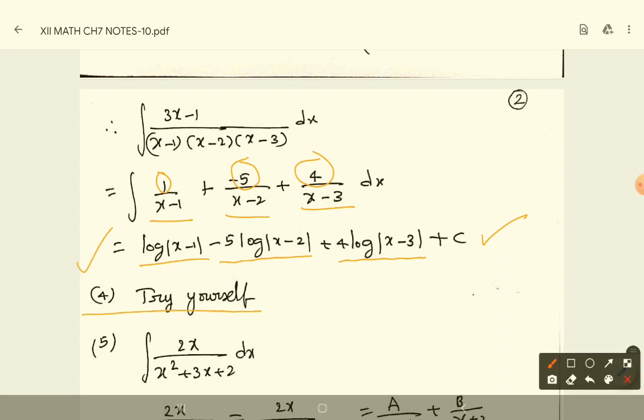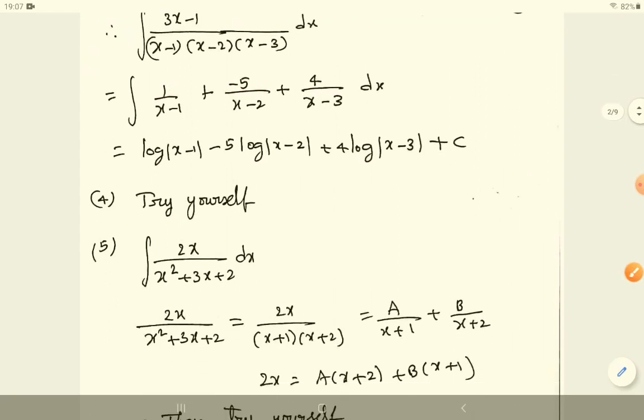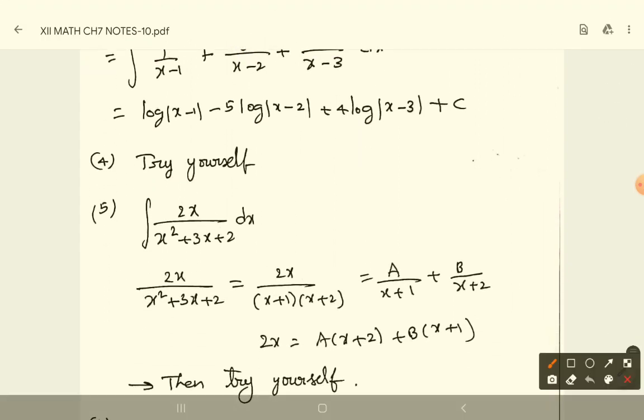The fourth question, in the same way, by using type 1 you are able to integrate it. So the fourth question you can do by using the type 1 method, same as the above third question. Now the fifth question is integration of 2x by x square plus 3x plus 2.